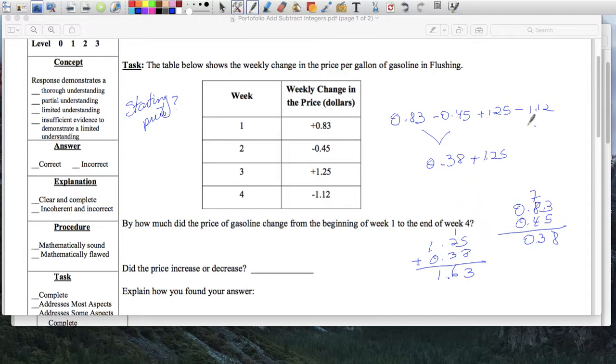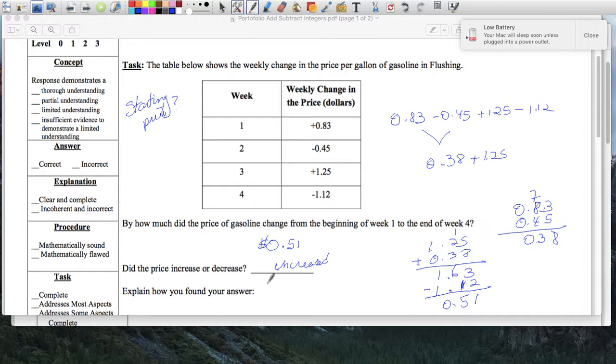And finally last week it went down 1.12. And then again you can just subtract. Sorry, this one should be a little bit to the left. 3 minus 2 is 1, 6 minus 1 is 5, and 0.51. So by the end of week 4, the price had changed 0.51. Did the price increase or decrease? Obviously it increased because it's plus 0.51. And explain how you found your answer. You can write down all the stuff that you just did.